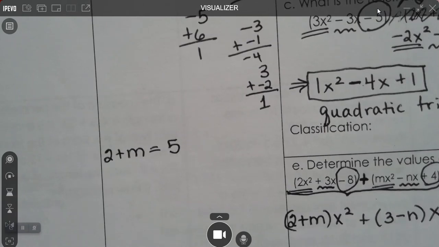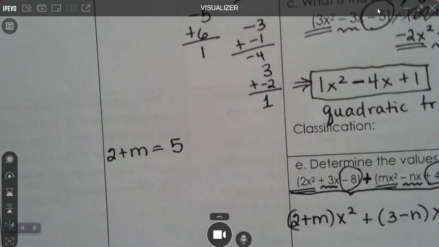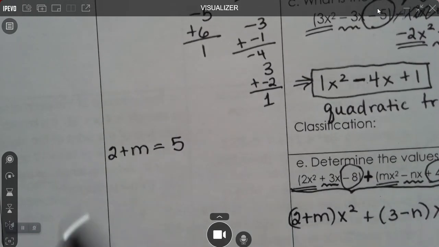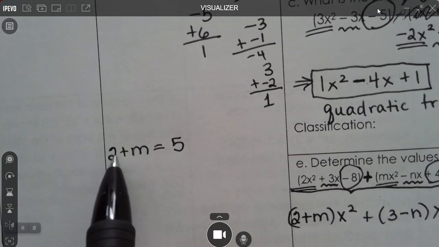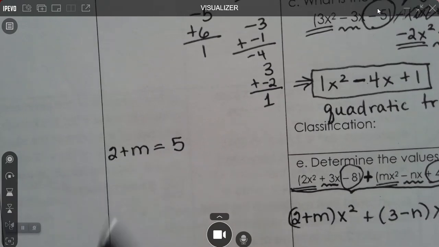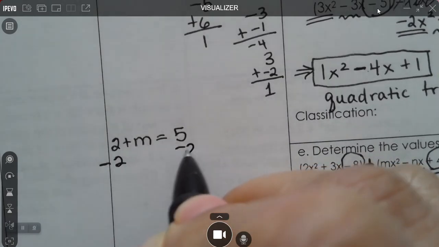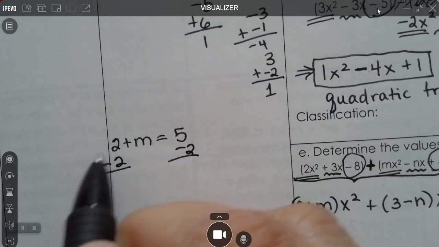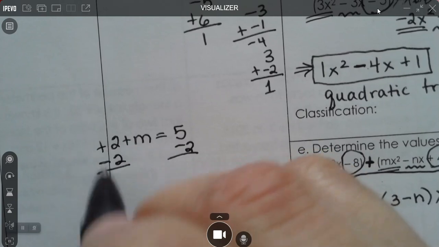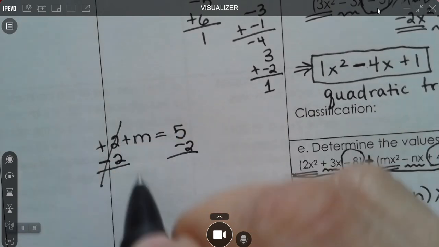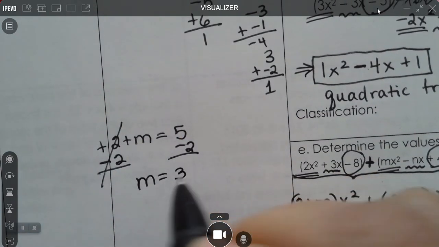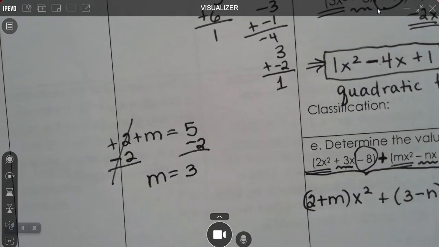All right, so what do we have to do on both sides to solve for m? If I add 2, I'm not going to get rid of this 2. I'm going to create a 4. Subtract it, right? Now they're opposite signs, zero pairs. Now they cancel. m equals 3.